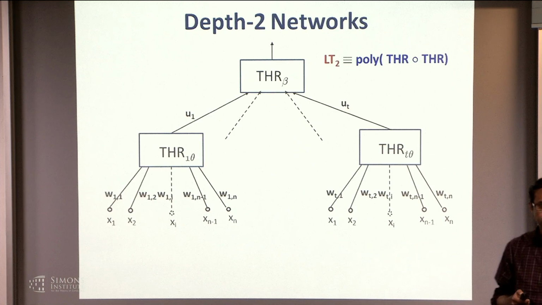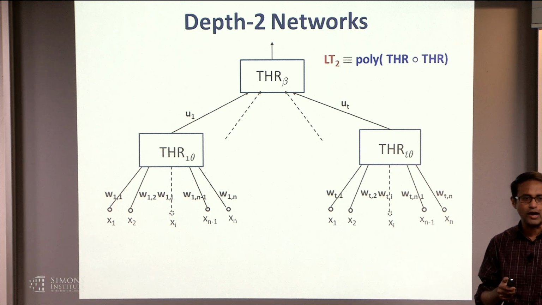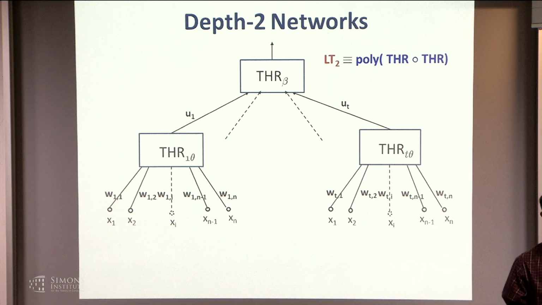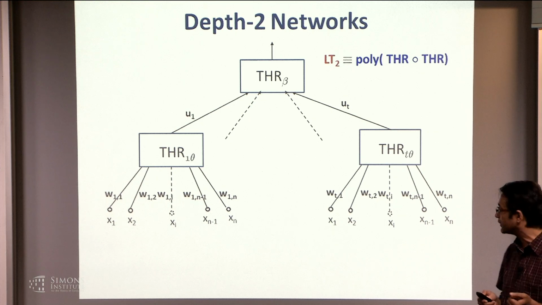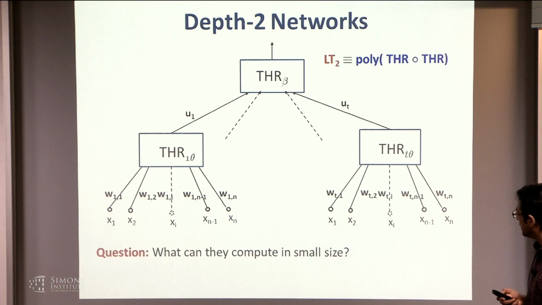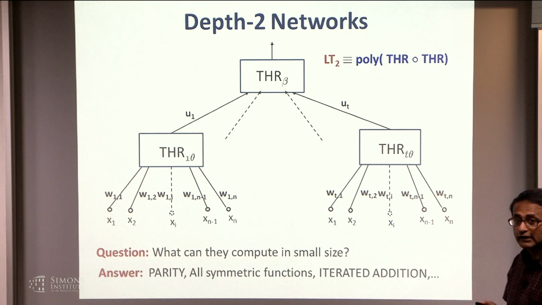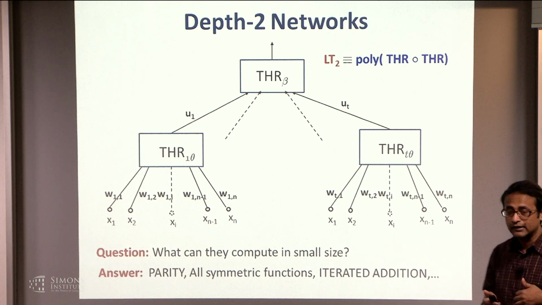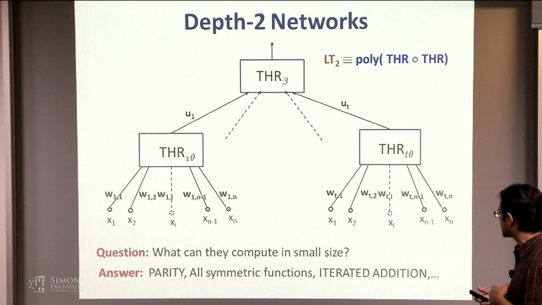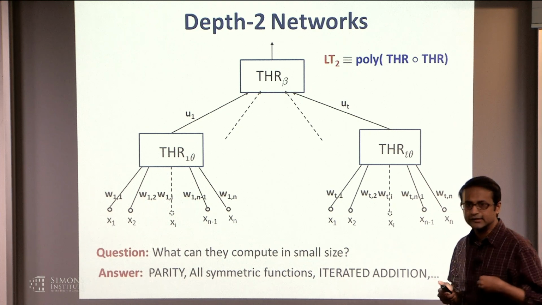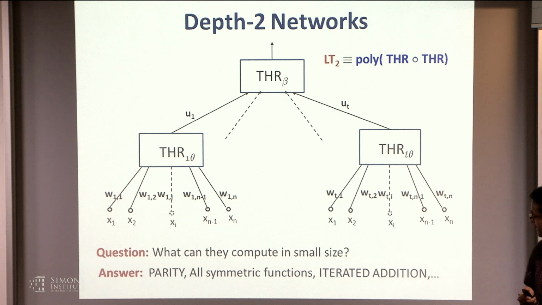Now let's go to depth 2 networks. So just a very natural problem. Now instead of having just one layer of linear threshold gates, we have 2 layers of linear threshold gates. The question is again, what can it not compute? Seems like a very basic question. It doesn't take too much time to realize that now you can compute functions with high sign degree like parity, in fact in linear size, and in fact you can compute all symmetric functions. You can compute iterated addition and other interesting functions.